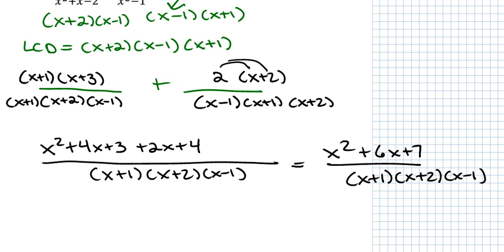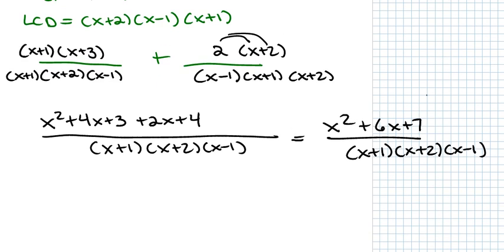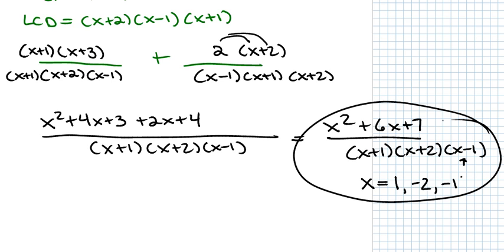Now, if I could factor the top, I would, but I can't. There are no factors of 7 that add to 6. So I leave it. The only thing I have to say is that the restrictions are 1, because that would make this equal 0, -2, and -1, because those are the numbers that would make the bottom equal to 0.